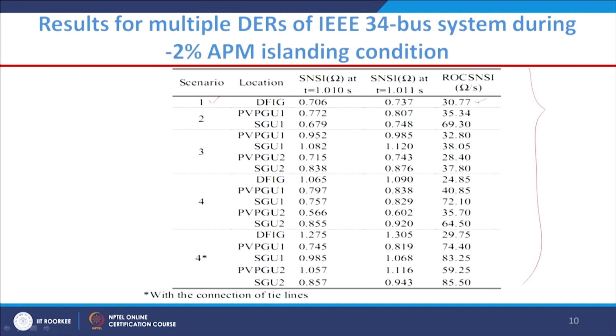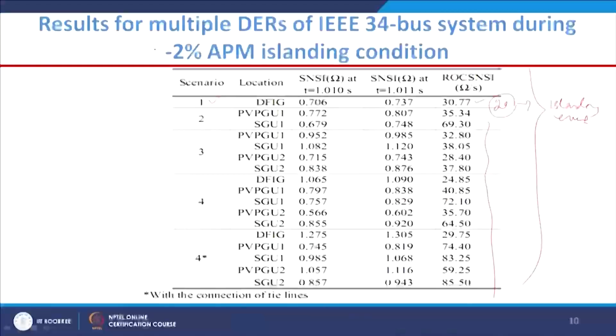That means, if it is crossing 20, it is declared as an islanding event, and you could see throughout this table that all the values are above 20. That is why all the scenarios are treated as islanding events with connection of this tie line system. It indicates this tie line connection has no impact on the performance of the proposed technique. It is declaring that this is an islanding event.